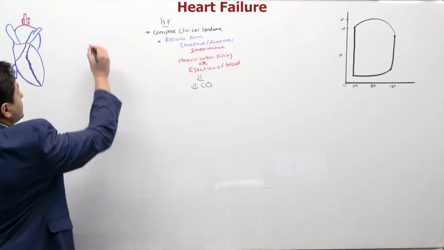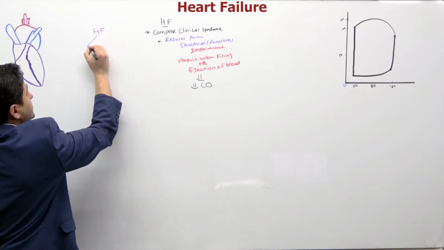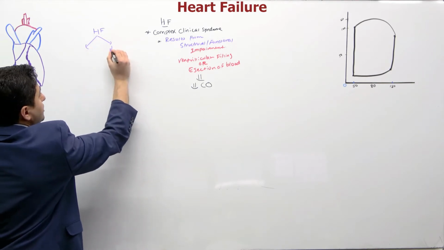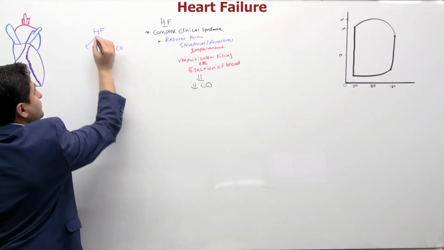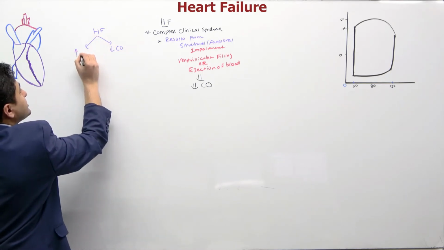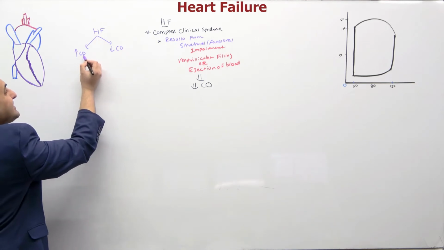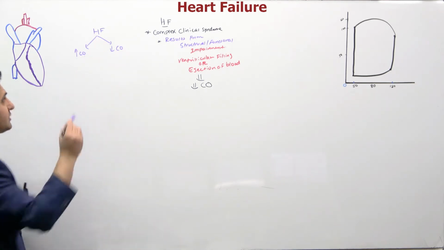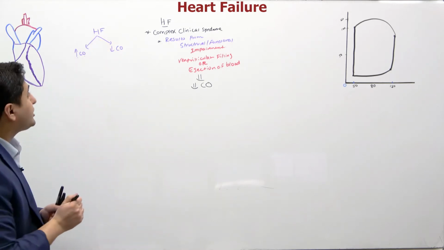So this is the definition, you gotta know that. After that, we'll talk about the categories of heart failure. There are two of them: decreased cardiac output heart failure, or increased cardiac output heart failure, which we can simply call high cardiac output failure. Please write it down: high cardiac output failure, all right?